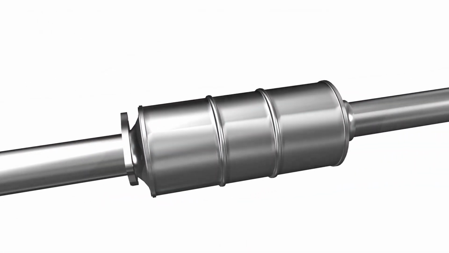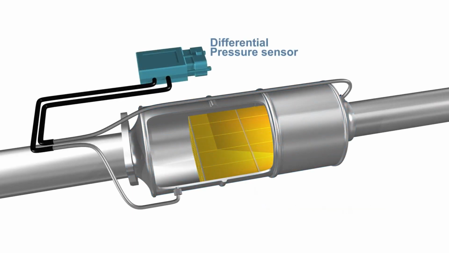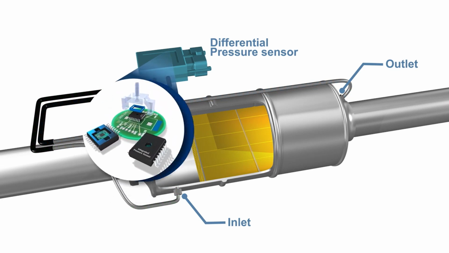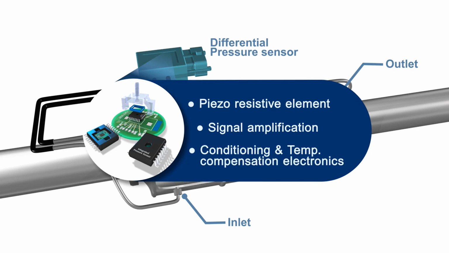The differential pressure sensor is used by the ECM to monitor the condition of the DPF. Two pipe connections on the sensor are connected to the inlet and outlet of the DPF. This allows the sensor to measure the inlet and outlet pressures. The pressure sensor contains a piezo-resistive element, signal amplification, conditioning and temperature compensation electronics.